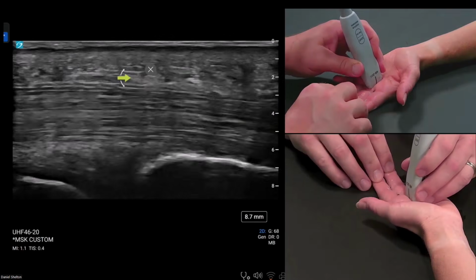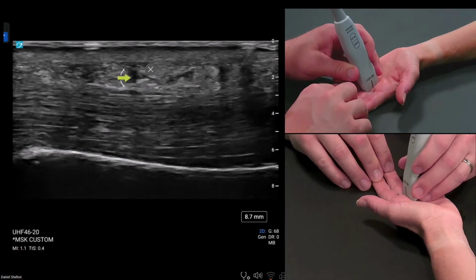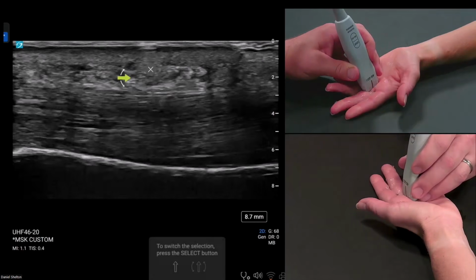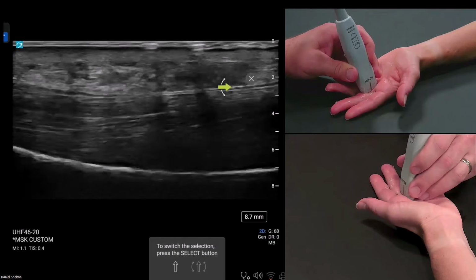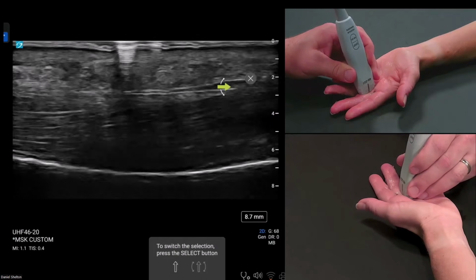So we'll go distal to that and we'll look for the beginning of A2, which is this big long fiber across the superficial margin of that superficialis.